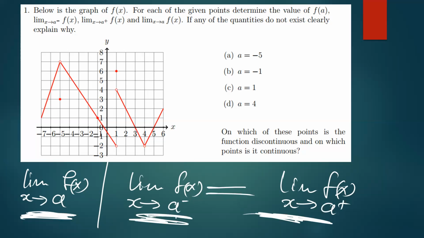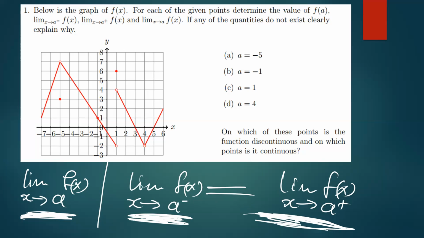So if these two are different, you can conclude that it does not exist. But for the continuity test, you have to go through all these steps. First of all, you find this limit, you also find the other limit on the right, and then you check if they are the same.